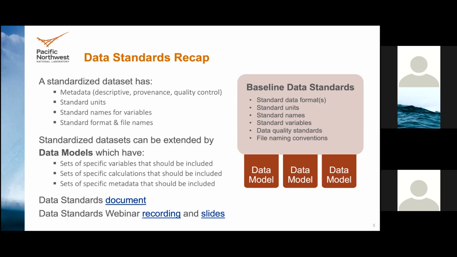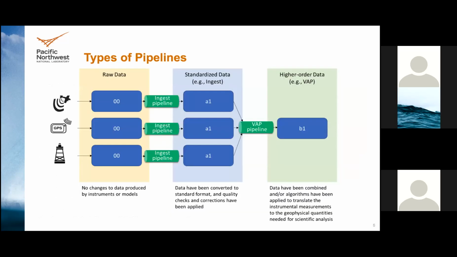Now I'll give a quick overview of the types of pipelines that our framework will support. The first type of pipeline is called an ingest, and that is used to convert raw data into a standardized format. The standardized format for an ingest is referred to as an A data level, so it's gone through the first level of processing. The raw data we usually refer to as a 0 data level, because nothing's happened to it yet.